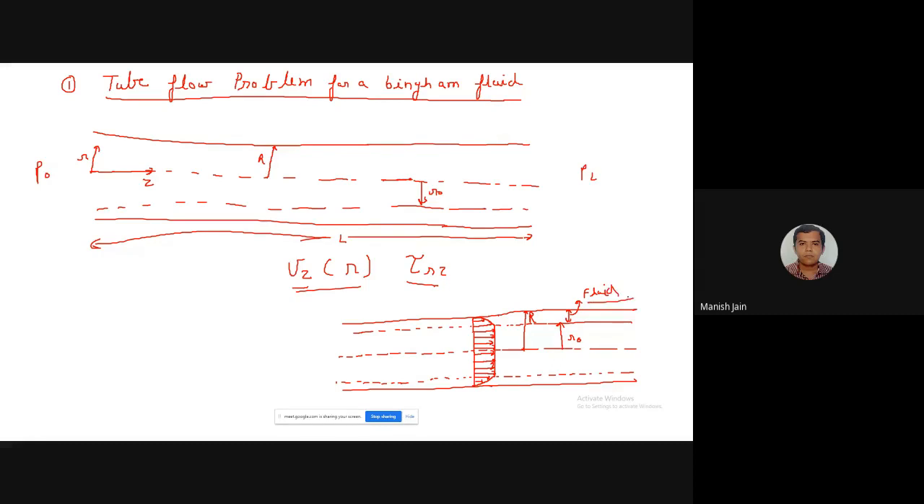That is the same as you have seen in toothpaste. In toothpaste, most of the material comes out as a solid tube, and only at the wall of the tube does it look like a fluid is coming out. Otherwise, in the middle it looks like a solid material. So this is the velocity profile of the Bingham fluid.